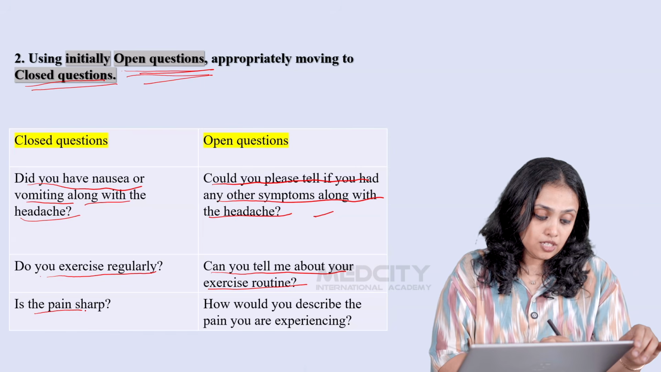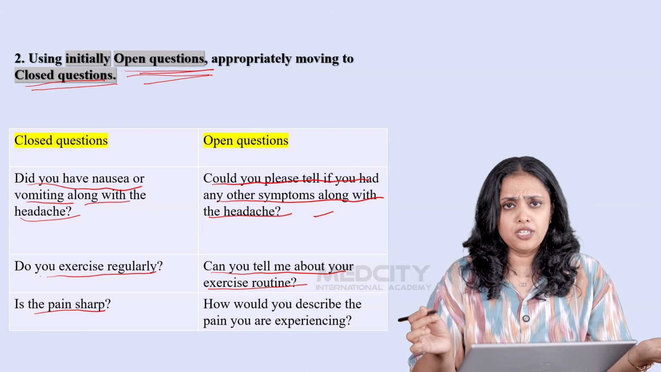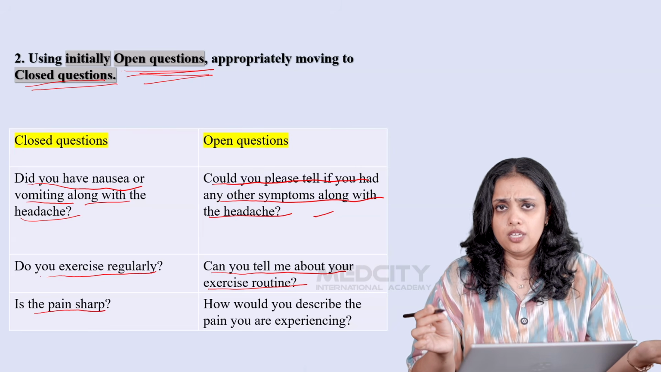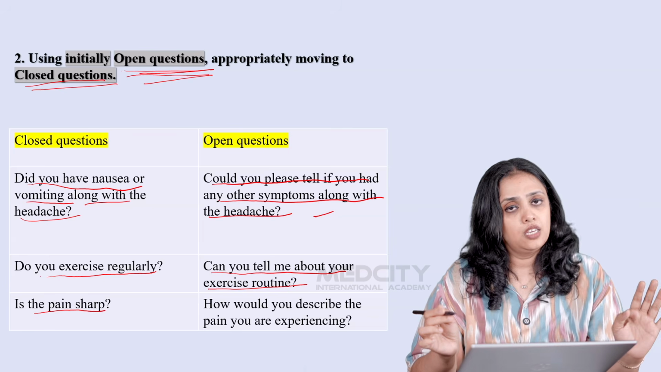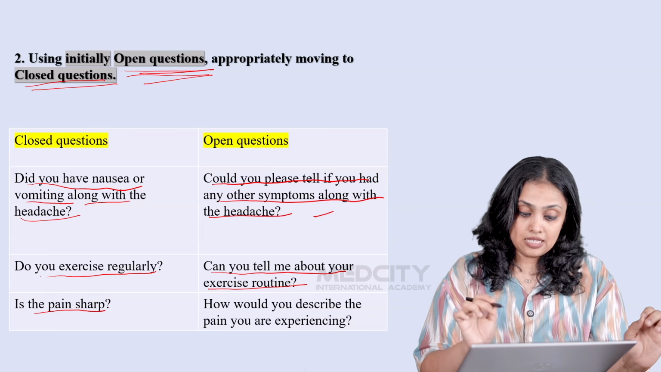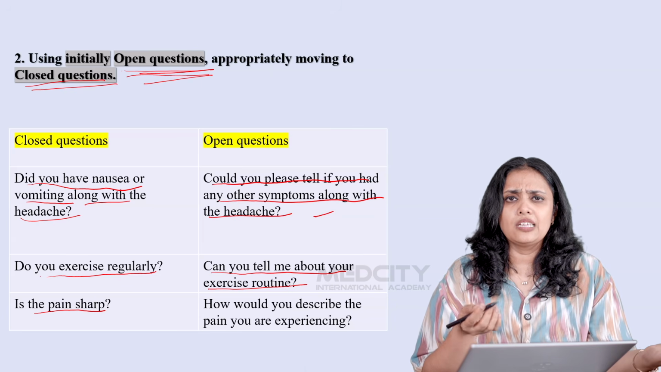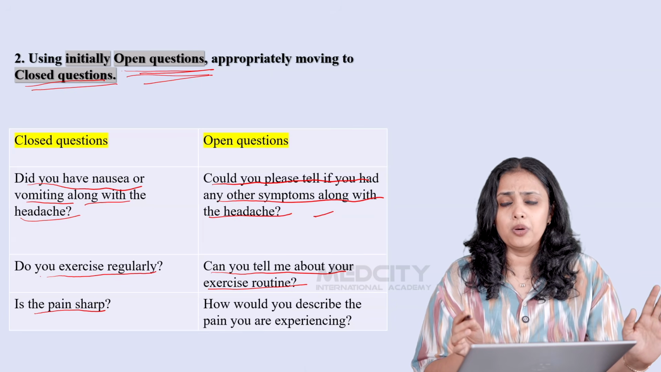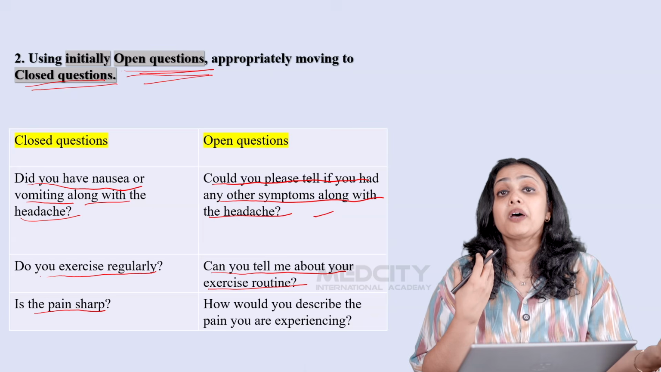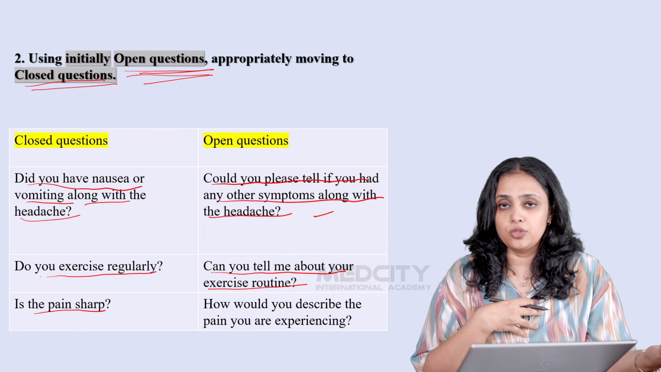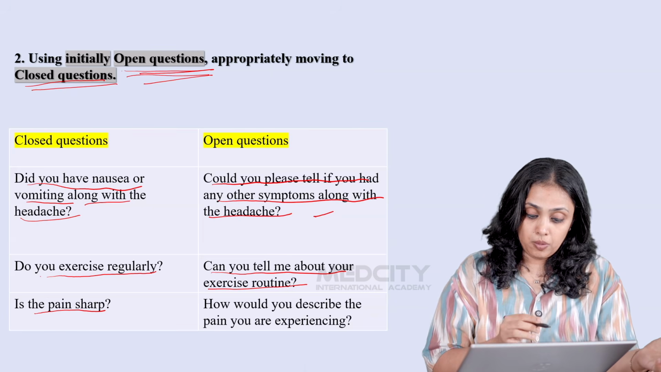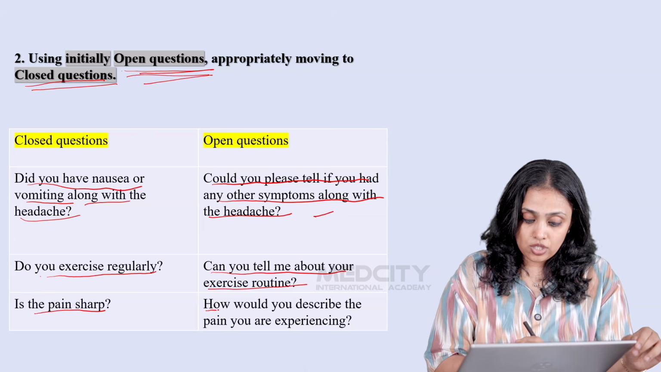Then, is the pain sharp? If somebody asks you, is the pain sharp? If the pain is sharp, you'll say yes. If not, you say no. But the patient feels that if the question is like that, I can only say yes or no. But in the patient's mind, the patient might have some other idea to express regarding pain. The patient can do that only if you ask the question in an open way.